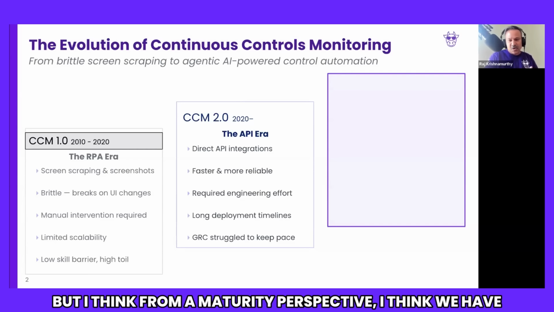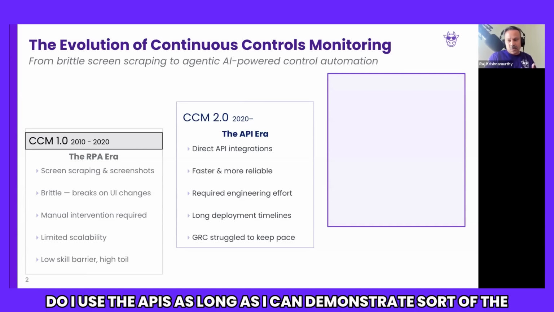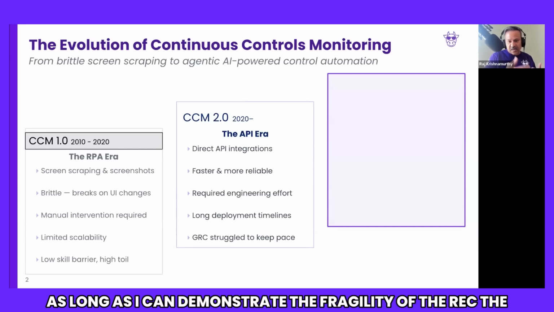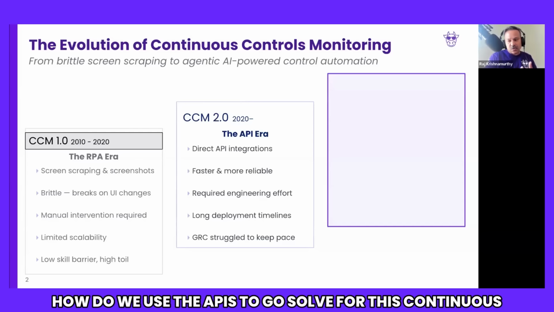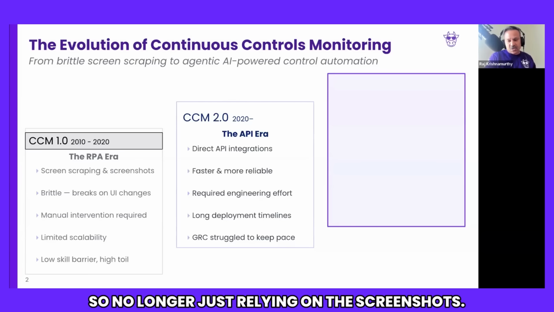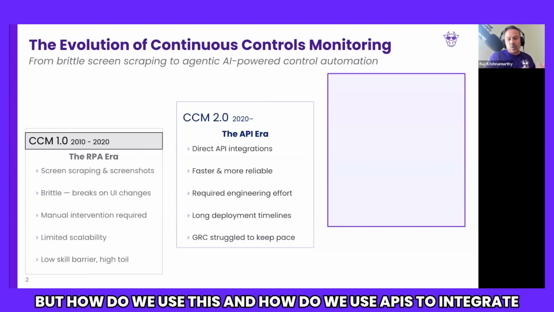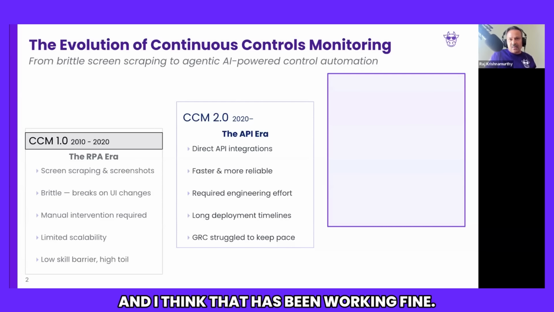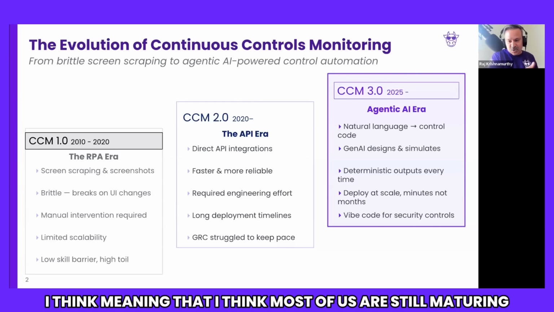But from a maturity perspective, you have started seeing this in the last few years: how do I use the APIs, as long as I can demonstrate the chain of custody and the fidelity of the transactions that we get, to solve for continuous controls monitoring? So no longer just relying on screenshots. Maybe we'll still do some screenshots from a sampling perspective, but how do we use APIs to integrate and collect data? And that has been working fine, though most of us are still maturing into that phase.